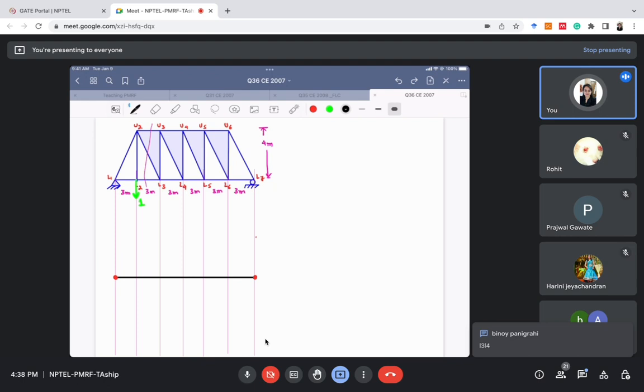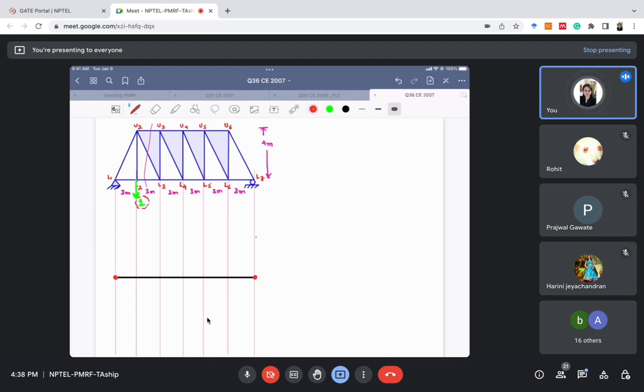Let's make this session interactive, so stay awake, everyone. Okay, so after point L1 it is 0, since it is 0 at L1, I'll consider it at L2. So at L2, I've applied this unit load.